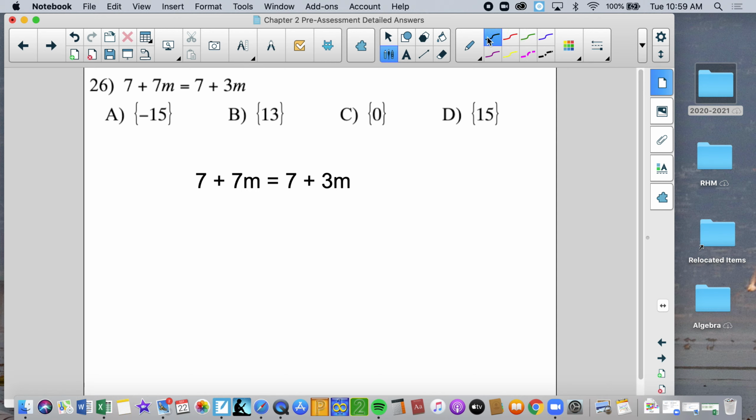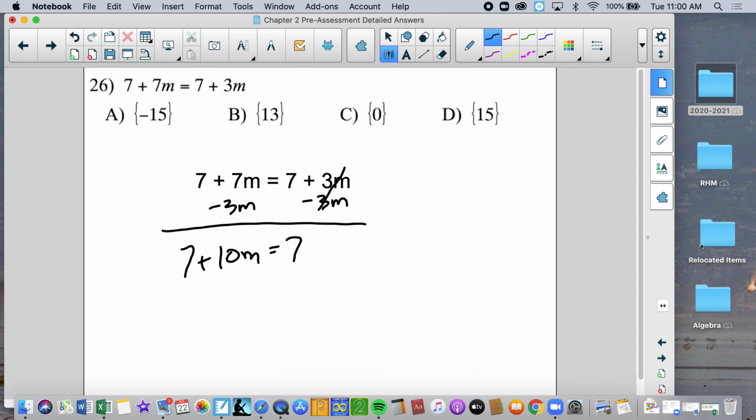Okay, we again have variables on both sides and constants on both sides. We're going to move the variables first. I'm going to get rid of the positive 3m by subtracting 3m. These cancel. You're left with 7 plus 10m equals 7. Now I have a two-step. I have my variables on the left side and I have constants on the left and right.